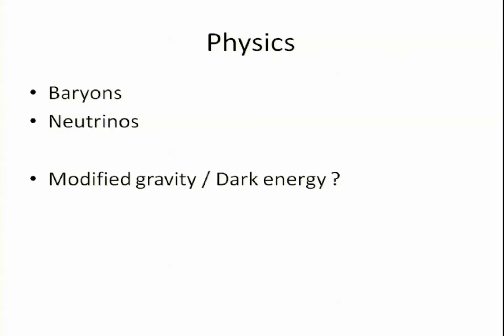Neutrinos have a mass and they affect the power spectrum, and it kicks in around k equals 1. Above k equals 1, you better care about the neutrinos if you're going to get 1% accuracy.